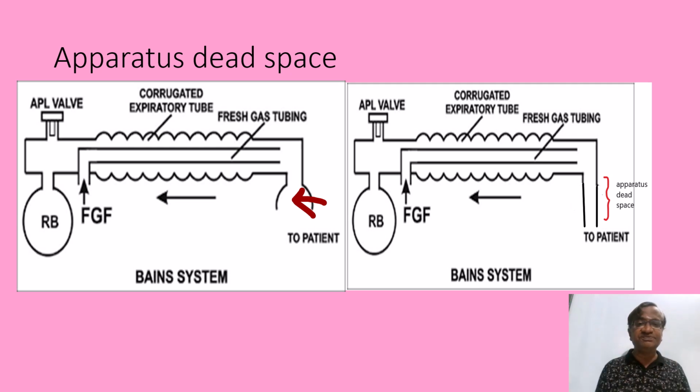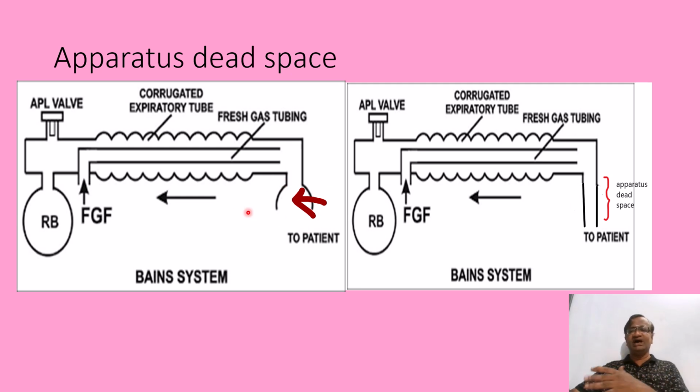What is apparatus dead space? It is the part in which bidirectional gas flow is possible. Here gas is coming, here gas is going out. There is no bidirectional flow here, but up to here, bidirectional flow is there. This is normal. Apparatus dead space is very small.